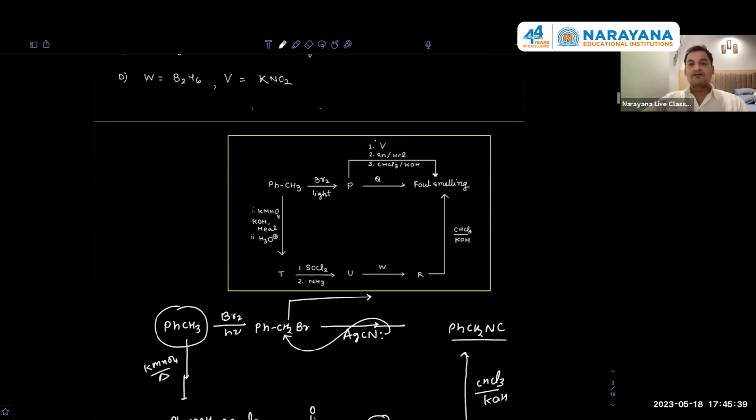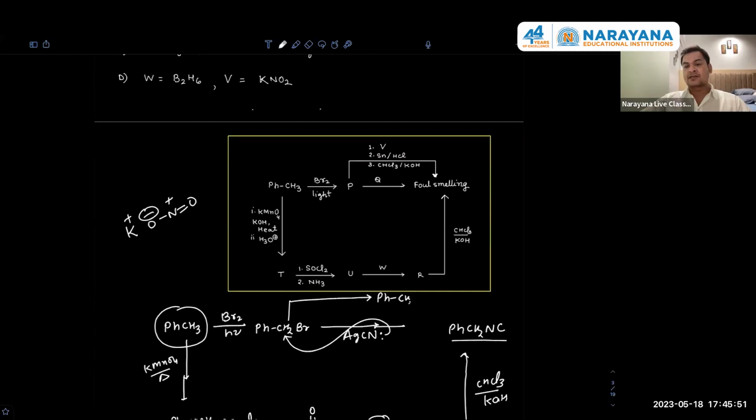Then what is the problem with V? If I use KNO2, it is like O negative NO, so O negative will attack. In that case, you will get the compound PhCH2ONO. And tin HCl we actually use for nitro.